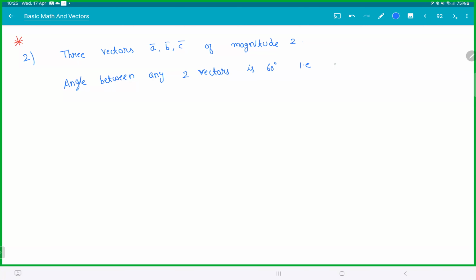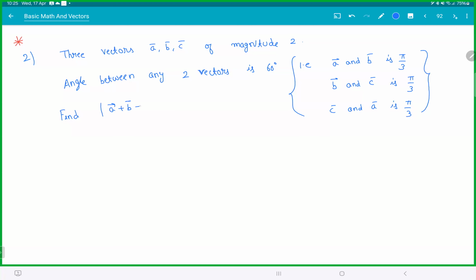That is, the angle between A and B is 60 degrees, B and C is 60 degrees, C and A is also 60 degrees. Can you tell me how the diagram looks like? So find the magnitude of the sum of these 3 vectors. Can you tell me how the diagram will look like? Just tell me that.